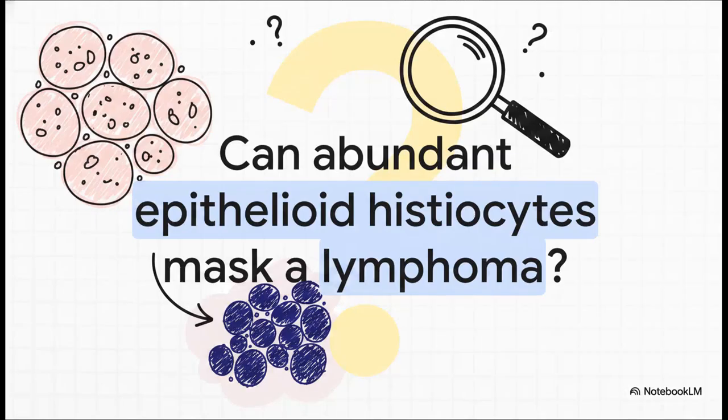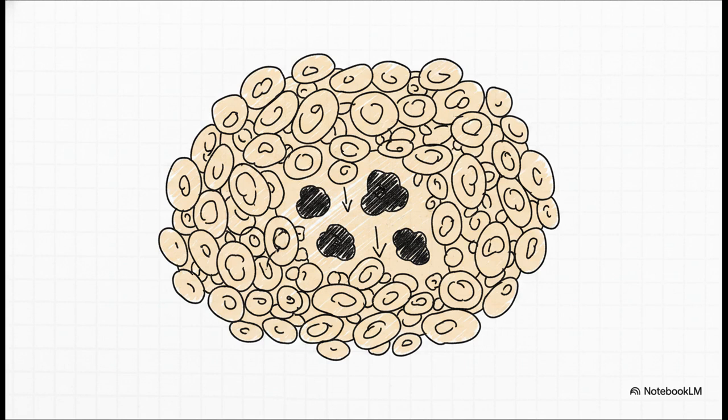But wait, here we are again at the edge of another trap. You're looking at sheets of epithelioid histiocytes. You think to yourself, a classic benign granulomatous process. But I have to ask you, could these abundant epithelioid histiocytes actually be masking a lymphoma? The answer is a resounding, absolutely terrifying yes. Rushing to call it a benign granuloma without a meticulous search is a recipe for disaster. Hodgkin lymphoma is notorious for triggering an epithelioid histiocyte response that can literally hide the malignant Reed-Sternberg cells.